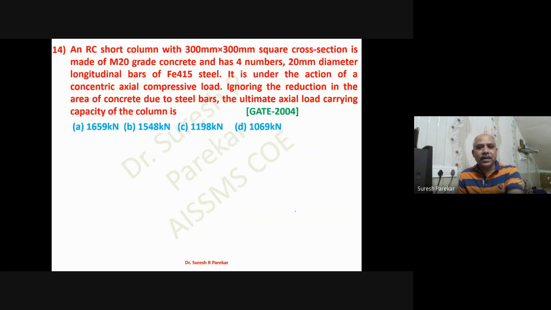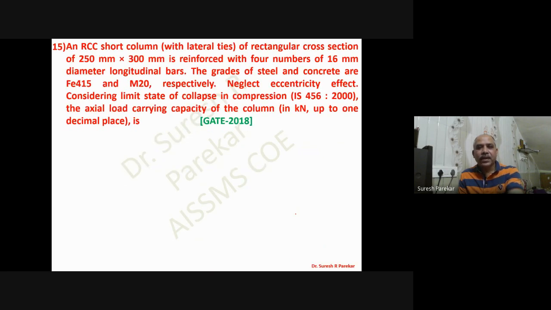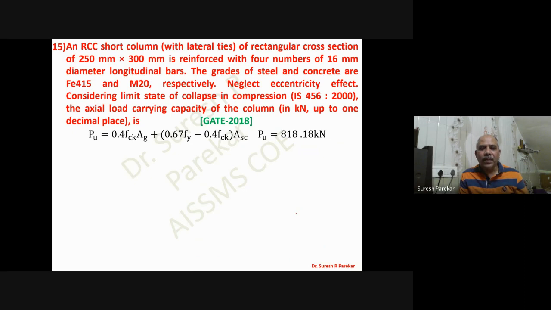Then an RC short column with 300 millimeter by 300 millimeter. So we have to use the simple formula 0.4 fck Ac plus 0.67 fy Asc, because they have mentioned ignoring the reduction in the area of concrete due to steel bars. And therefore we got this value, 1069.4 kilonewton, which is option D. Then we have the same column, and in this one, if we put the values, we get the value as 818.12 kilonewton.